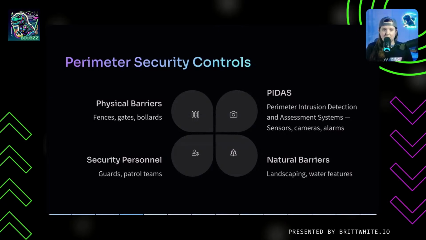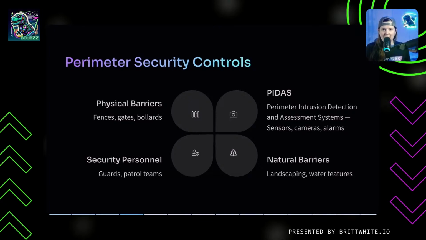Think about this example. After experiencing an attempted vehicle ramming attack, a facility implemented a layered approach by installing bollards, upgrading to PIDAS-enabled fencing, and enhancing security lighting. This comprehensive solution shows how different perimeter controls complement each other to address various threats. Remember, for the CISSP exam, understanding these physical security concepts is crucial. They appear in both Domain 3 and Domain 7.